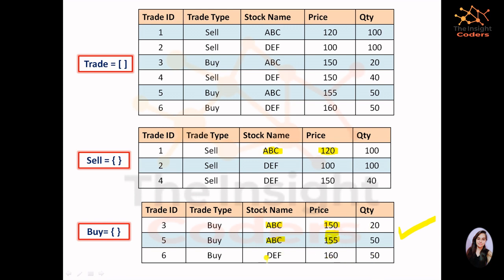But what if the person who wants to buy ABC just wants to give 100 rupees for the product? Then the person cannot buy because the one who is selling wants at least 120 rupees, right? Similarly, we have this DEF. The person who wants to sell DEF, the second trader, wants 100 rupees. But the next trader, the fourth trader, wants to sell the same product at 150 rupees.